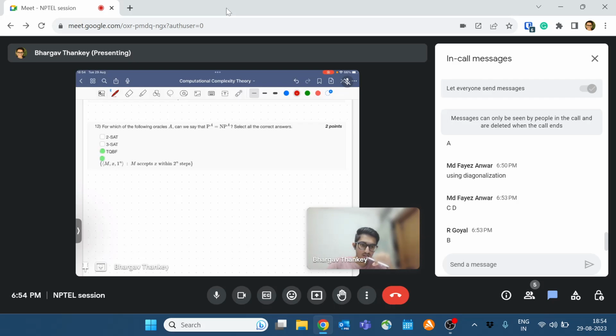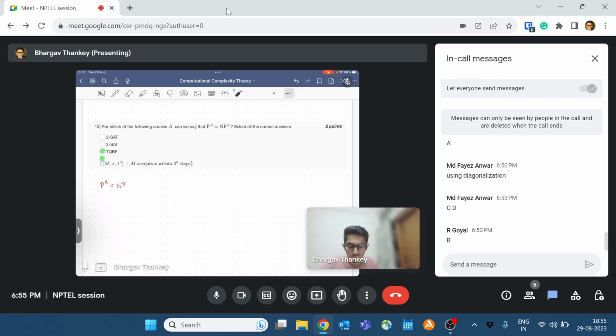If I have access to the oracle of 3 SAT, then I would be able to solve 3 SAT in one go, which would imply that P to the A contains NP. In fact, it would mean this equals NP. Yes. But in the question, we have NP to the A, right? So what if I have an oracle for the TQBF? How will it make P to the A the same as NP to the A?